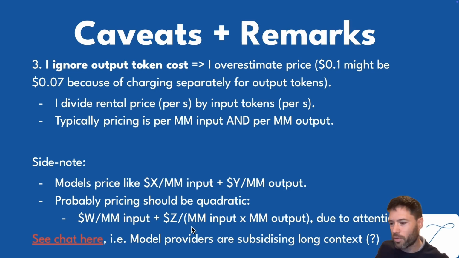So basically, model providers right now are subsidizing long context, or they're getting very good margins. They're both subsidizing long context and probably getting really good margins on the shorter context. So that's just a little side note.